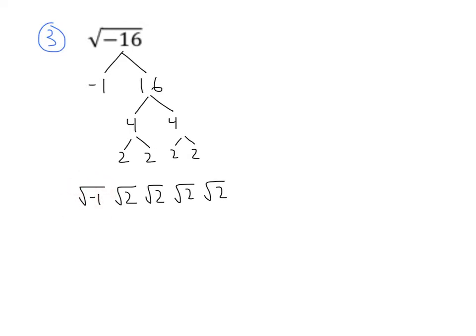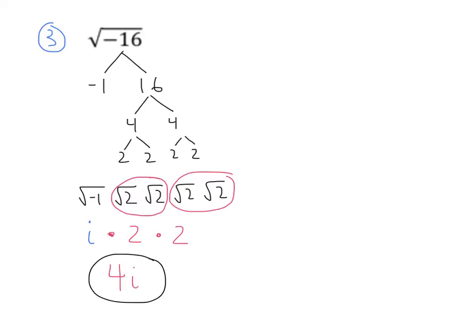And then let's simplify this some more. What's the square root of negative 1? Well, that, by definition, is i. Right? And then right here, the square root of 2 times the square root of 2, by definition, that is 2. And then again, radical 2 times radical 2, by definition, that is 2. So we get i times 2 times 2, or we can simplify that to be 4i. Okay, that is our answer. The square root of negative 16 is 4i.